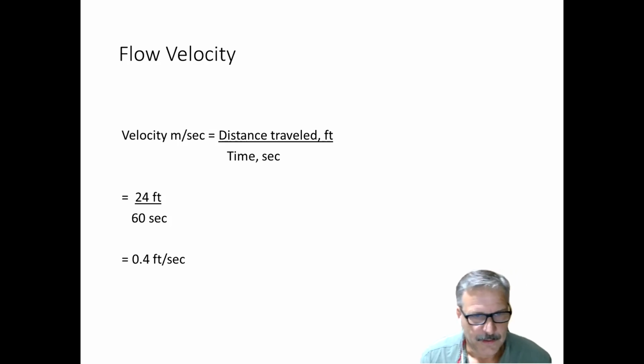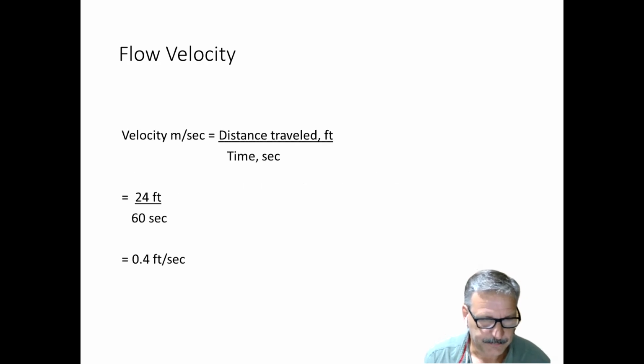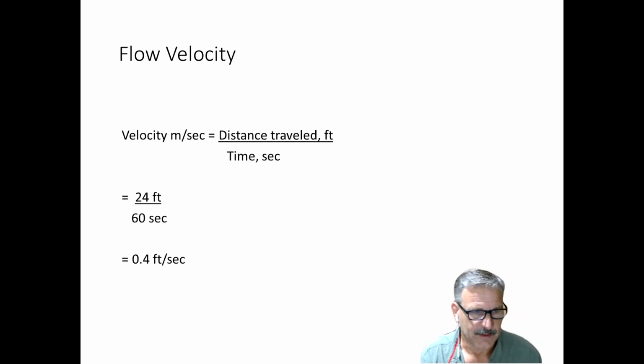One thing I'd like to mention on this type of question: back up to the question, it doesn't ask you to provide the answer in a different format than what information is provided to you. It asks simply, what's the velocity of this stick traveling through the channel? So you have to use the information that you have. You don't have to convert it to hours or how long it travels in a day or anything like that. Simply go with the information that's provided to you. So remember that. Using the information provided, you're at 0.4 feet per second.